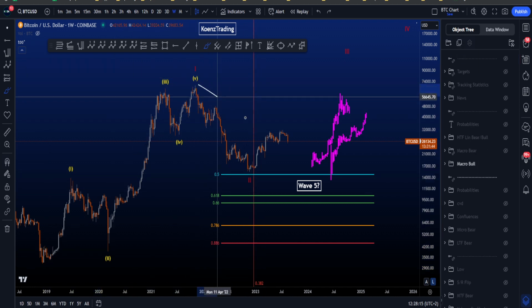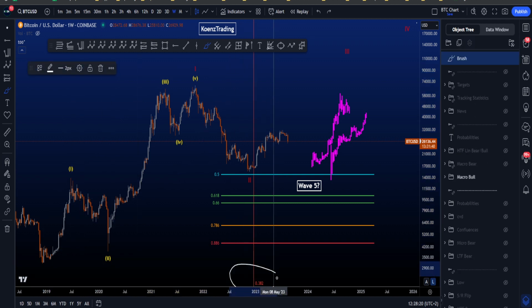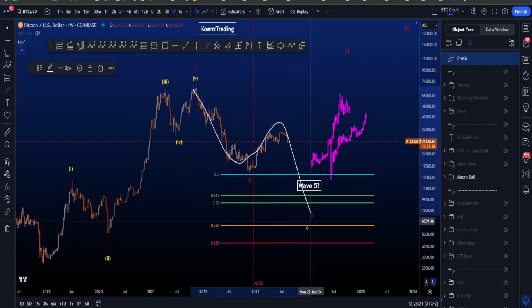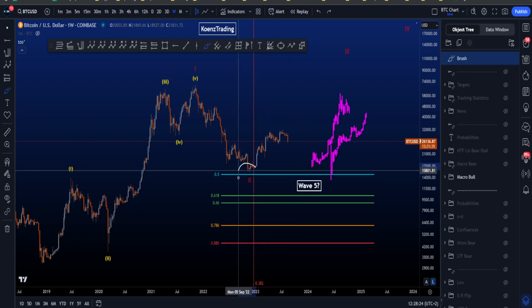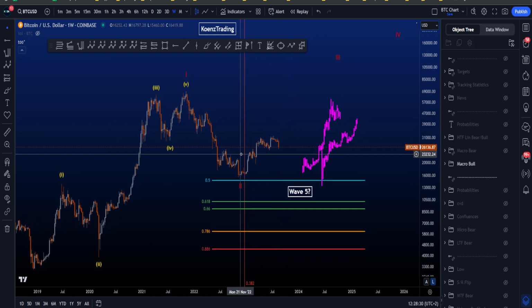And usually, corrective structures correcting the previous impulse are ending after the 0.382. So then you would expect something like this to happen, for example, because a correction that is ending before the 0.382 is very rare. Now, if we are looking for a wave 3 to the upside, as mentioned, you want to see a big impulse structure. It should be the strongest wave, right?